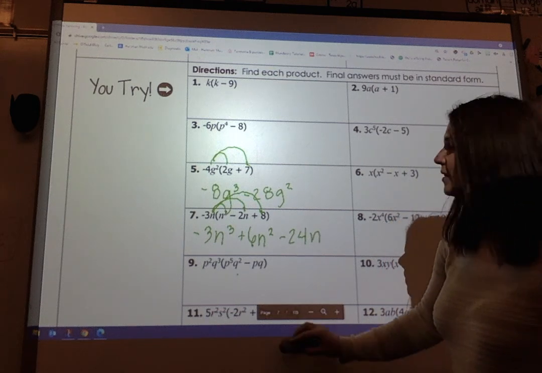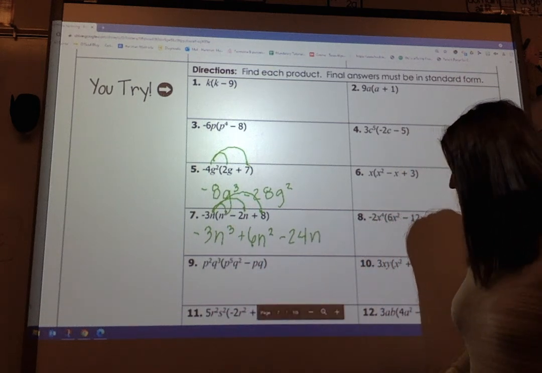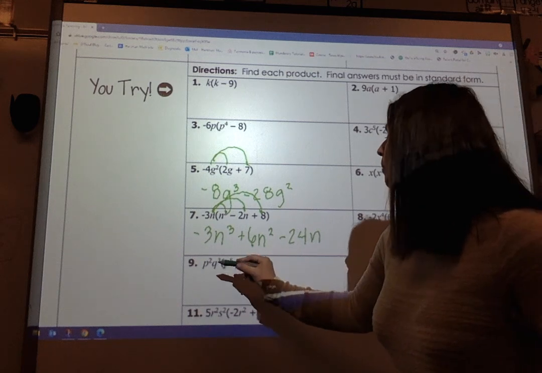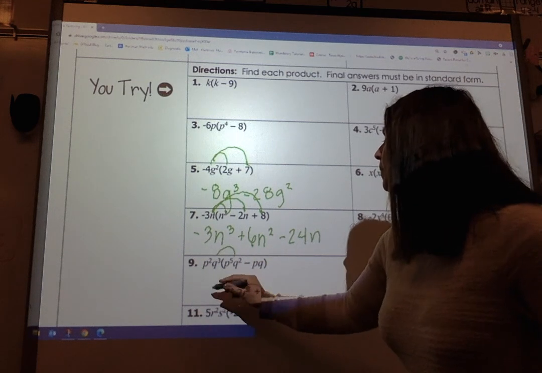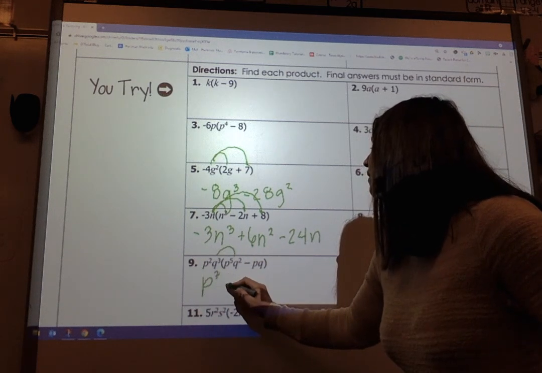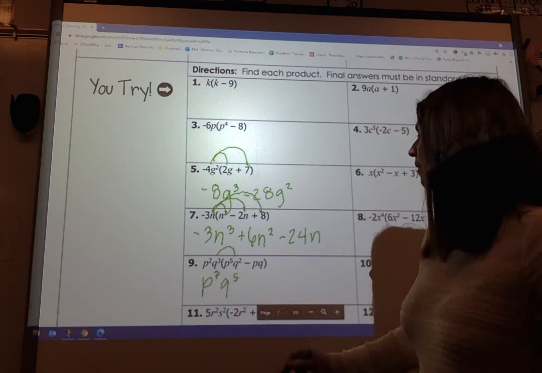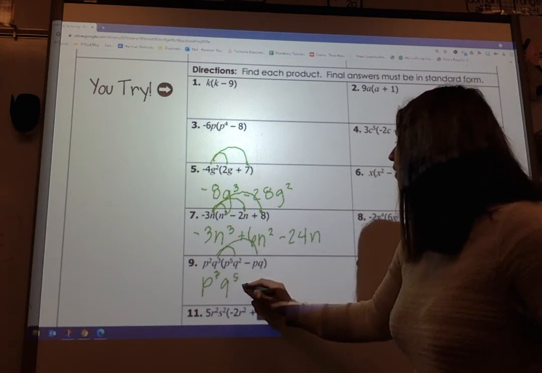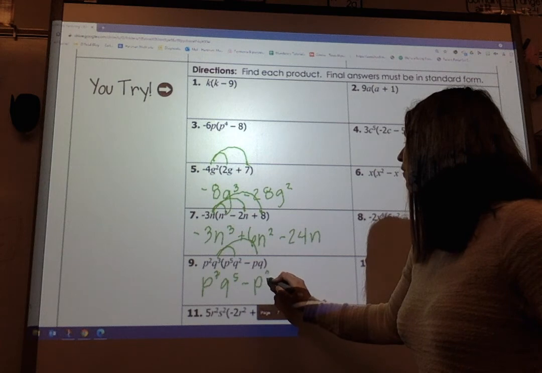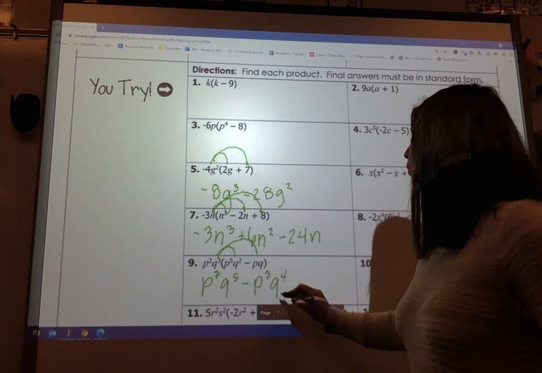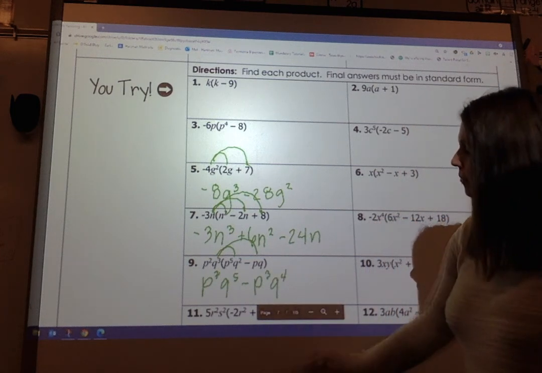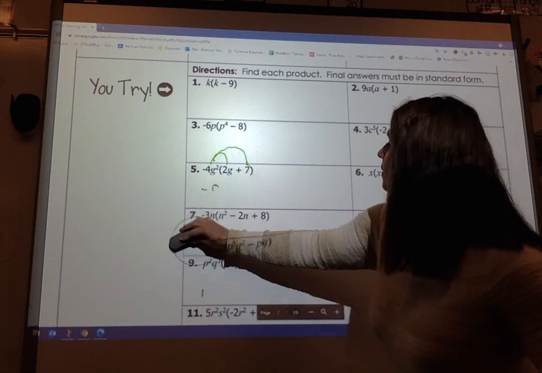Okay, so it's doing the same thing we did when we did multiplying monomials. So look at this one. How many p's do I have? I have p to the 7th, q to the 5th. And when I distribute here, I get negative p to the 3rd, q to the 4th. So I'm just adding my exponents.